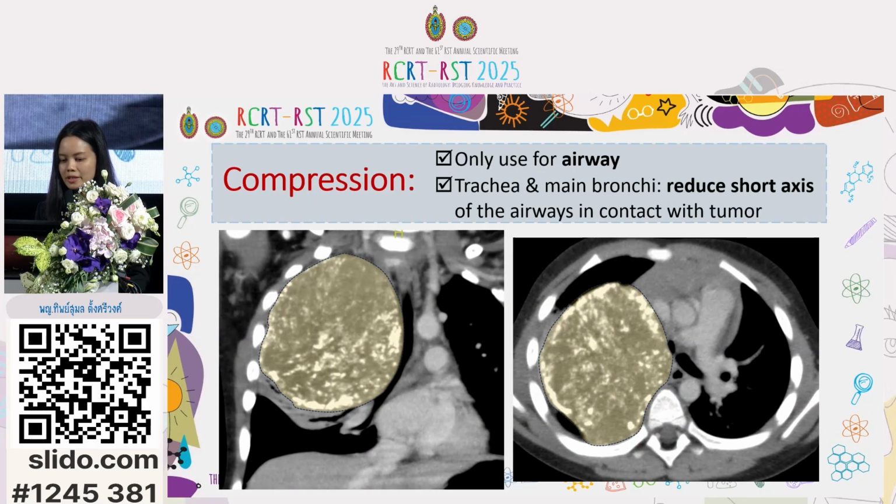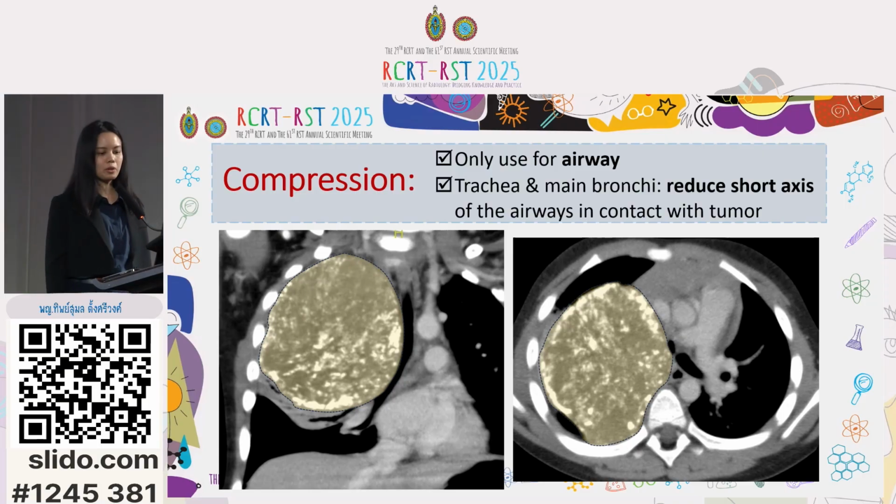The next term is compression, which applies only to the main airways like the trachea or main bronchi. It refers to a reduced airway short axis while in contact with the tumor. For example, this is a calcified mediastinal tumor in contact with the right main bronchus with luminal narrowing.